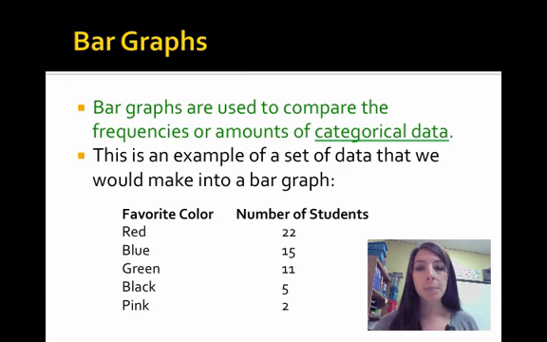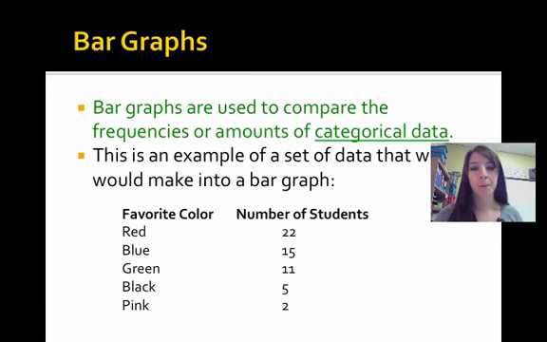So this is an example of data that we would use to make into a bar graph. So we have the data here, the answers, and then just the number of people who answered that over here on the right. So you ask someone, what's your favorite color? They say red. 22 students answered red. 15 students answered blue, 11 for green, and 5 for black, 2 for pink. Okay? That's the kind of stuff that you use to make a bar graph, as opposed to what size shoes do all the sixth graders wear.